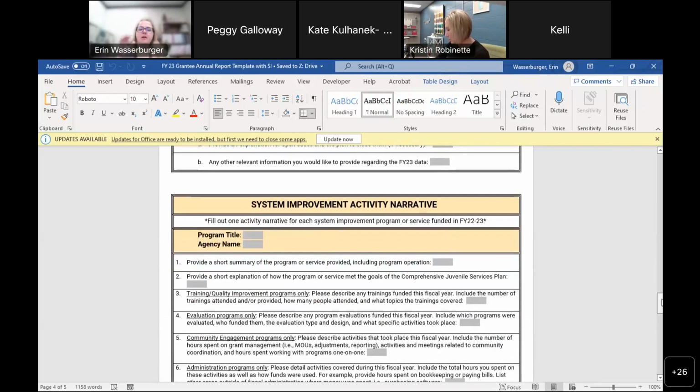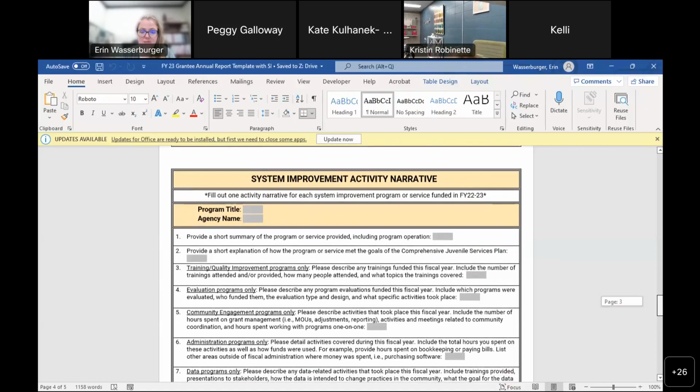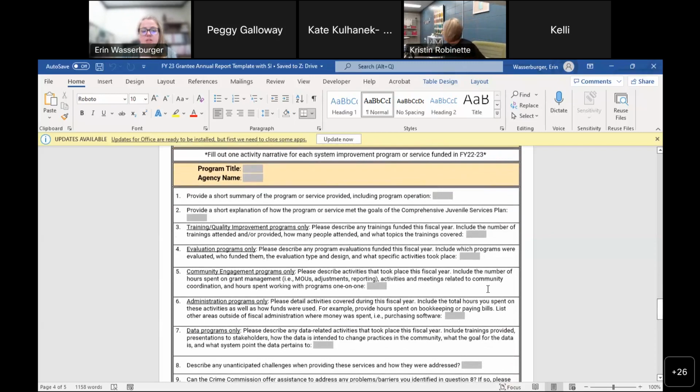All right. Also new this year, we added a separate specific narrative for system improvement programs. So if your county funds a system improvement program, so that would be your grant writers, backbone support, if you funded trainings, evaluations, that kind of thing, you have a separate system improvement activity narrative to fill out. The questions are different than the ones above. We should see information very specific to the system improvements in here because of that.